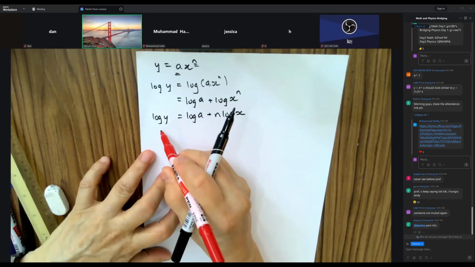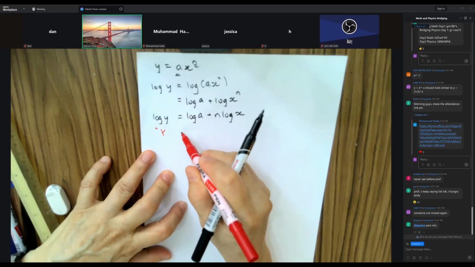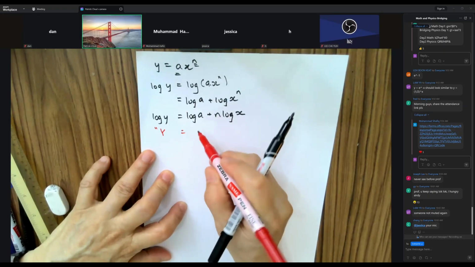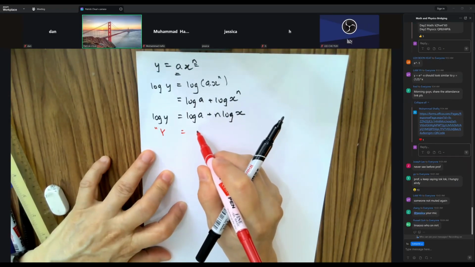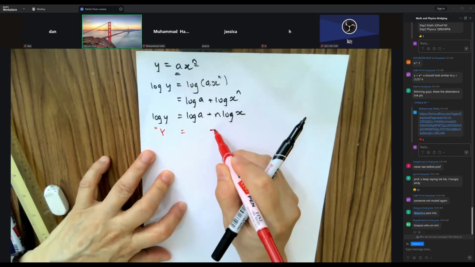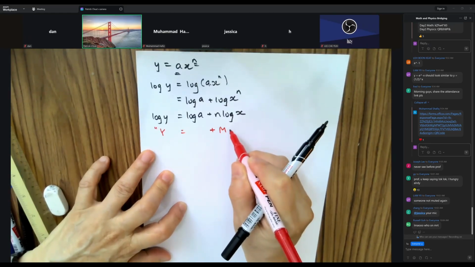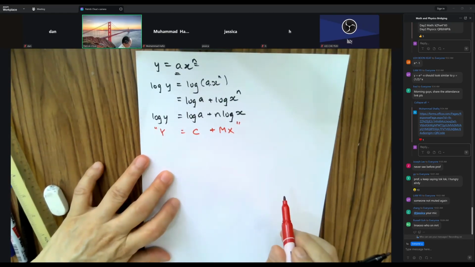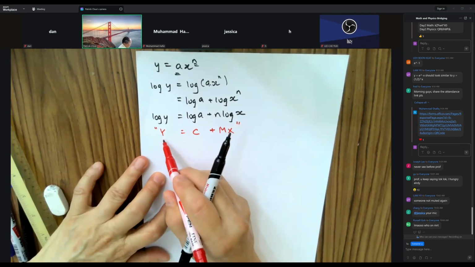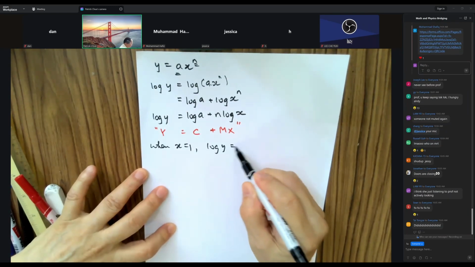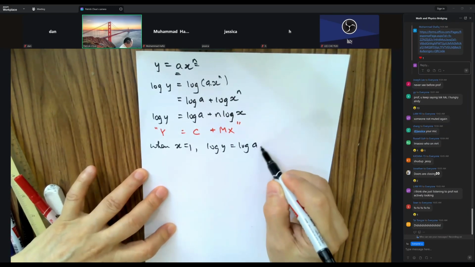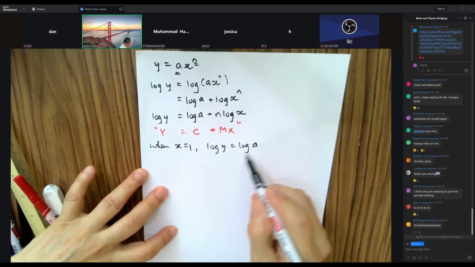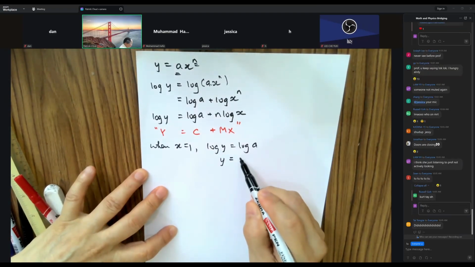If you look at this, it is similar to what you have learned in your school days: y is equal to mx plus c, the equation of a straight line. The y-intercept is equal to log A, plus 0. So therefore, y is equal to A.